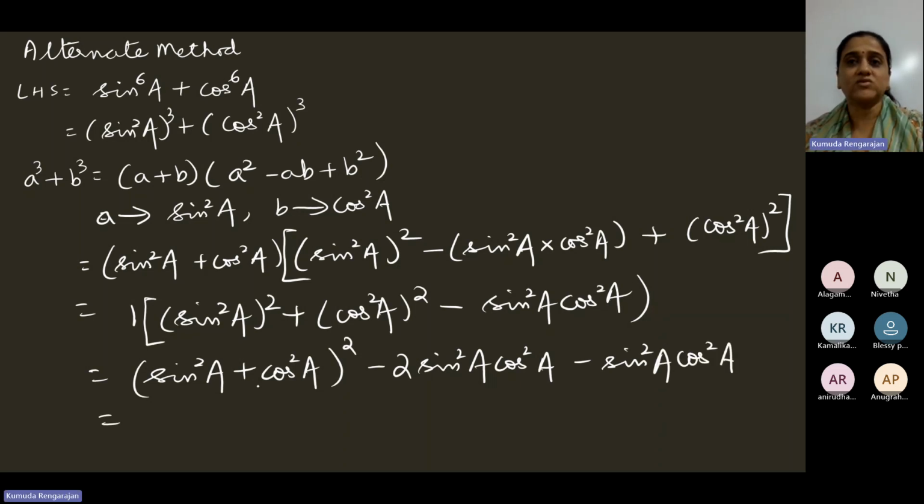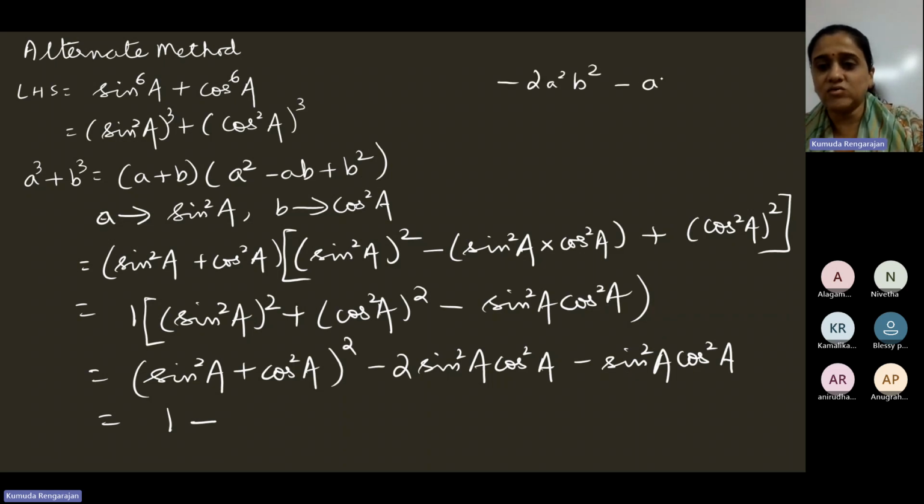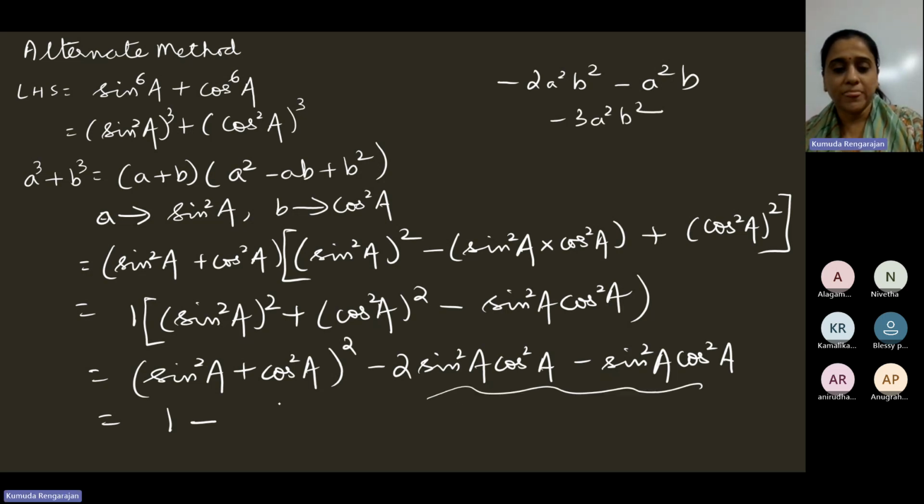Now in the bracket, sine square a plus cos square a is 1 and 1 square is 1. Minus, they're like terms here. Sine square a cos square a, sine square a cos square a. Like minus 2a square b square and minus a square b square is minus 3a square b square. So that's what we have here. So minus 3 sine square a cos square a, which is the RHS.